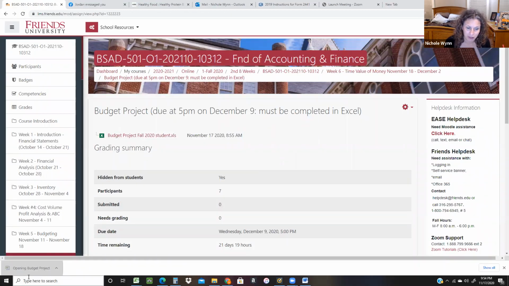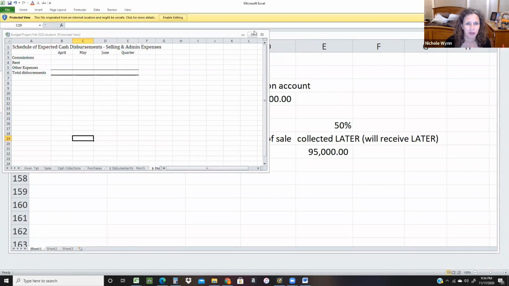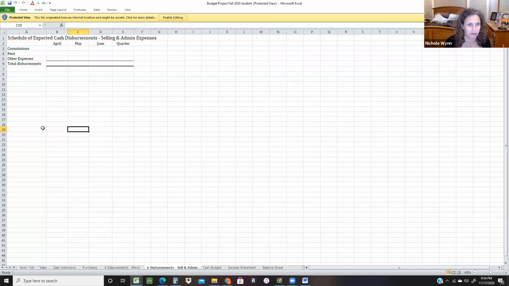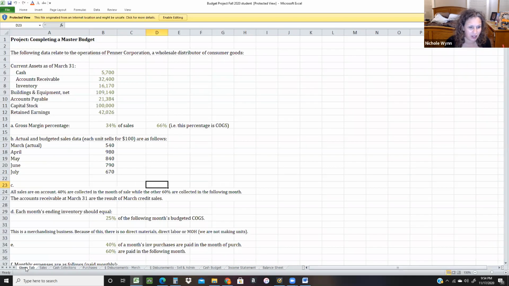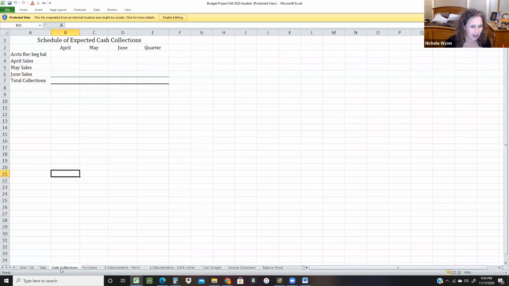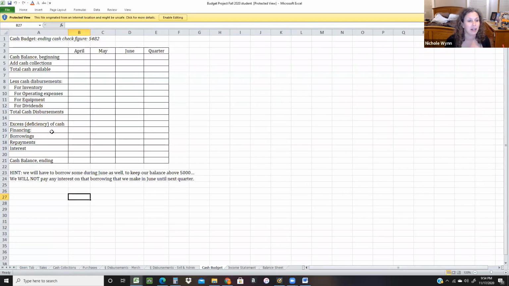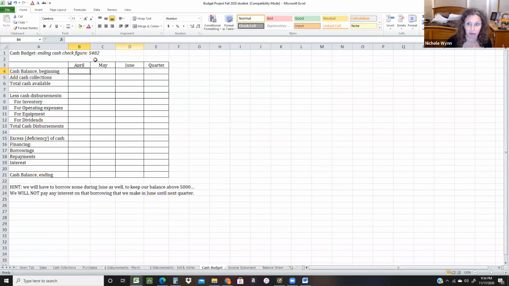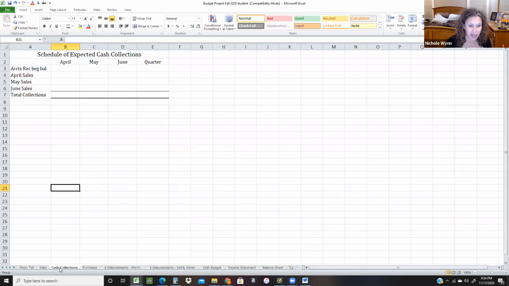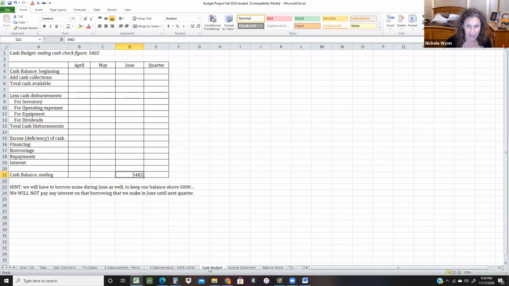When you open up this budget, there's lots of tabs. It opened on cash disbursements for selling and admin. This is the given tab. Then we have sales, cash collections, purchases, cash disbursements of merchandise, cash disbursements, and cash budget. When we get to this budget, we have a check figure. This answer is 5482. I've got to create all of these budgets to get here.